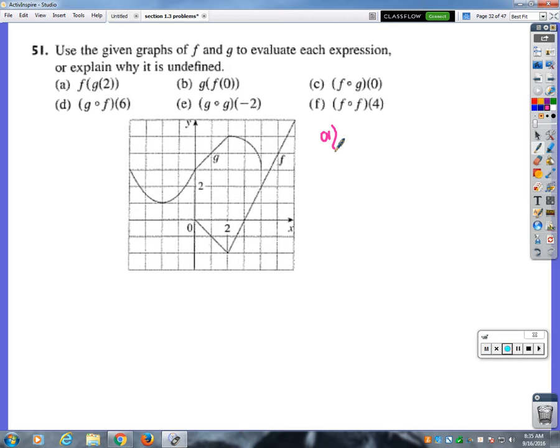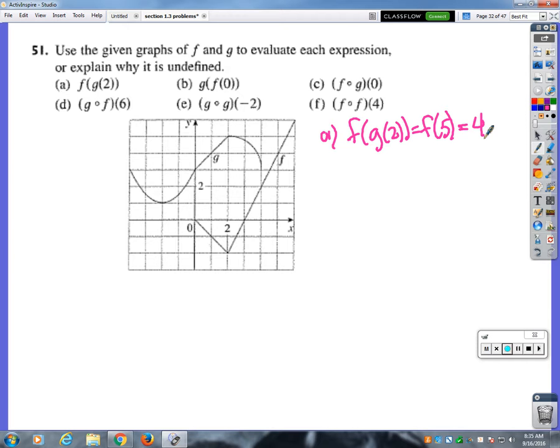So that means here's the g function, right? G of 2, to find that, you go over to 2 on the x-axis and then up to the graph. And the y value right there is 5. So g of 2 is 5, right? Now we're going to take 5 and plug it into the f function. So you go to 5 on the x-axis and then go up to the graph, and that's 4. Okay? So f of g of 2 is f of 5, which is 4.